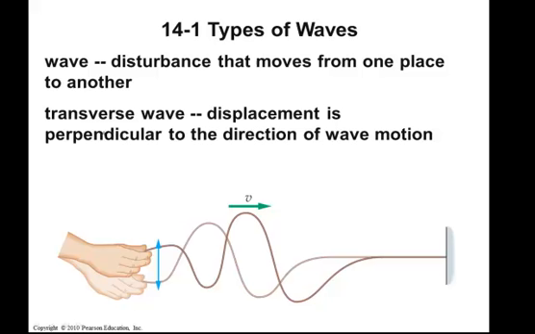We have a transverse wave, and in that case the particles are moving up and down while the wave is going this way. So since the particles go up and down and the wave is going this way, that's perpendicular. Whenever the wave motion is perpendicular to the direction of the wave, it's called a transverse wave.